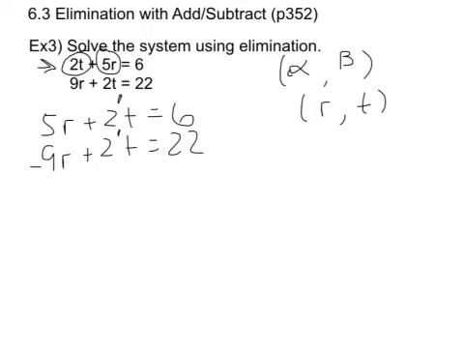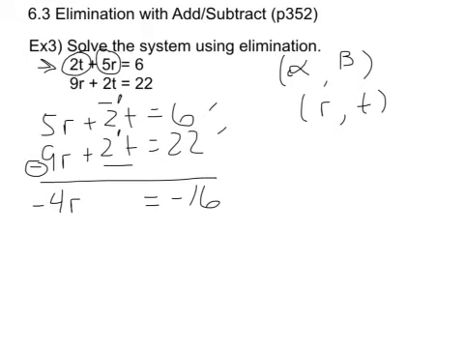So I am going to subtract this time. I'm going to subtract these equations. So I've got 5r minus 9r, which is going to be negative 4r. I've got 2t minus 2t, which is no t. I don't have any t left. And I've got 6 minus 22, which is negative 16.